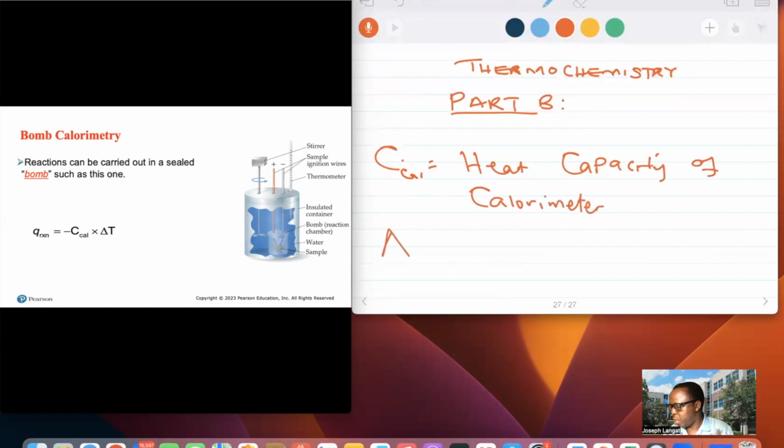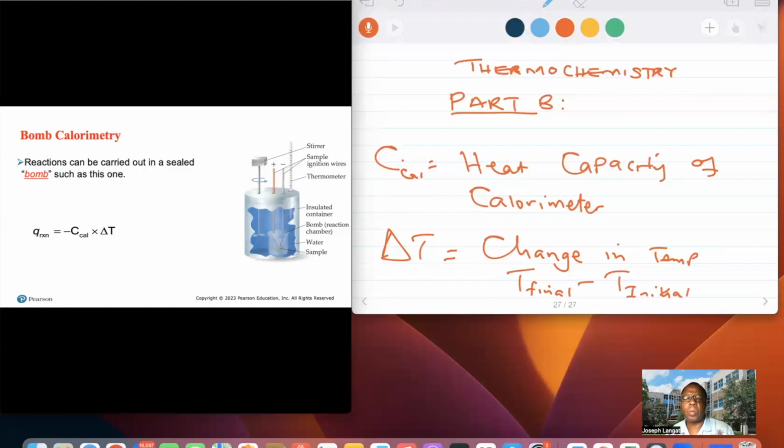And delta T, this is change in volume, basically final minus initial. This is change in temperature, not volume. This is change in temperature. Sorry about that. This is change in temperature: T final minus T initial, temperature initial. So we have to take into account the change in temperature here.